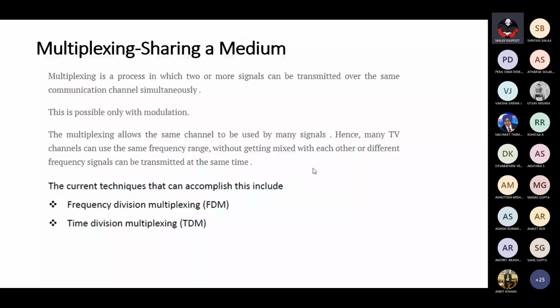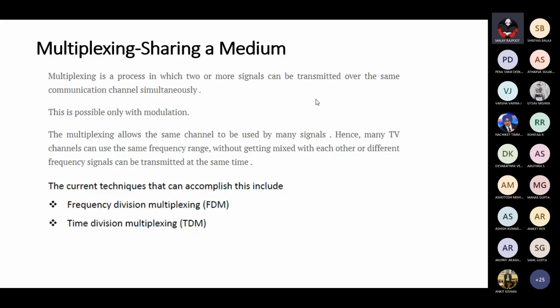Whenever we do multiplexing, we have two different types: frequency division and time division. Multiplexing is a process in which two or more signals can be transmitted over the same communication channel simultaneously. So in the same channel, we can transmit multiple signals. This can be done with modulation. If you do not modulate, what will happen when you multiplex? All the signals will be in a similar range, so there will be more interference.